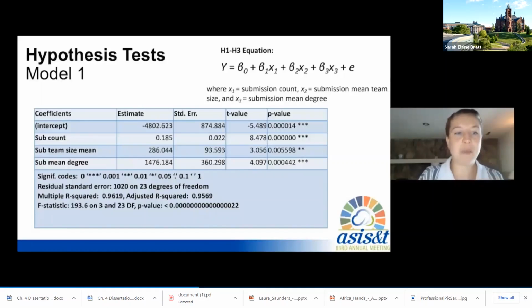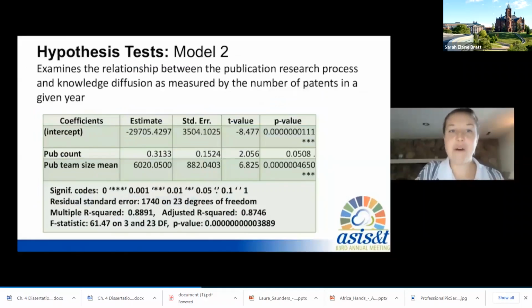So we have subcount, which is our data submissions. You'll see that on the left under the coefficient box. And we have the submission team size mean. How big is that data collaboration? How many people are you working with? And the mean degree, which is also a way of quantifying how many connections we have to other people.